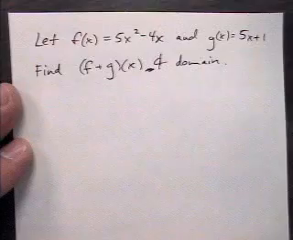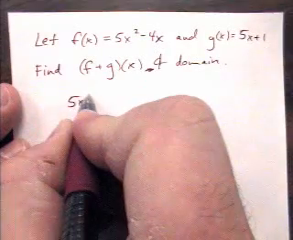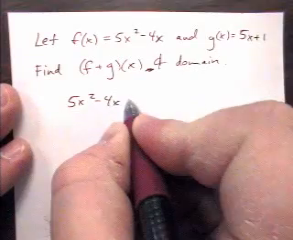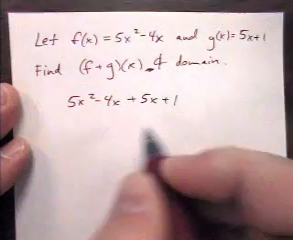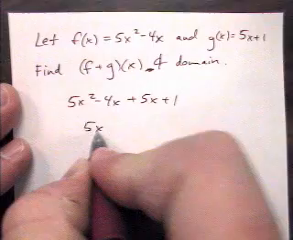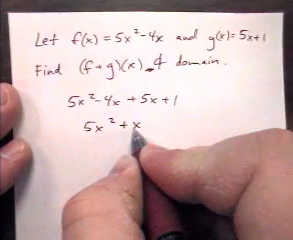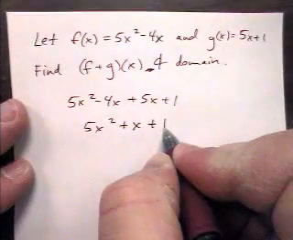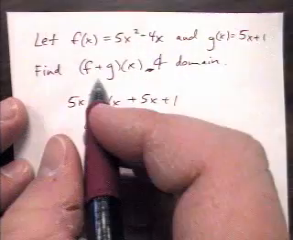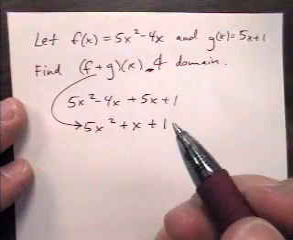So I want to add these two equations together. So we've got f of x plus g of x. Not too terribly complicated. 5x squared plus 1x plus 1. This is f plus g right here.